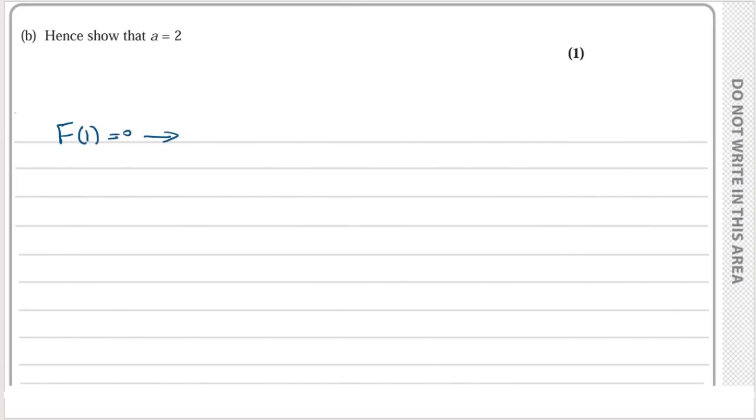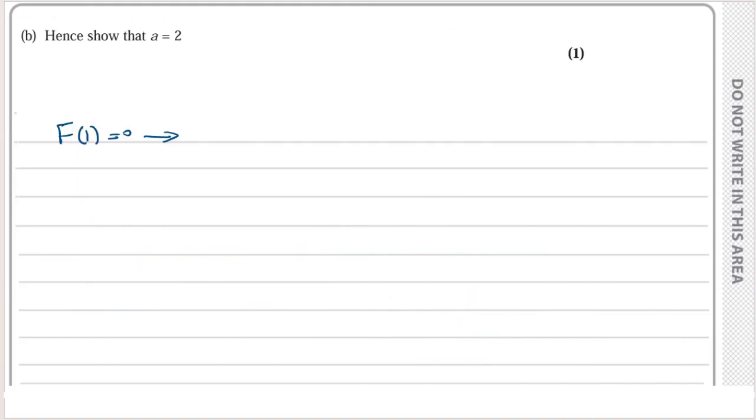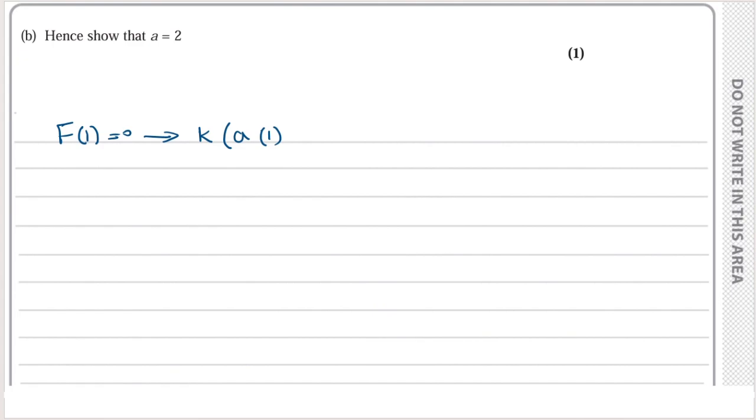Actually, 1 is included in there. So for F of 1, we use the expression for F, and we have k brackets, a, and instead of x we write 1, and we have bx cubed, so b is 3, times 1 cubed, minus x to the power 4, so 1 to the power 4, and then finally minus 4, and that's going to be equal to 0.